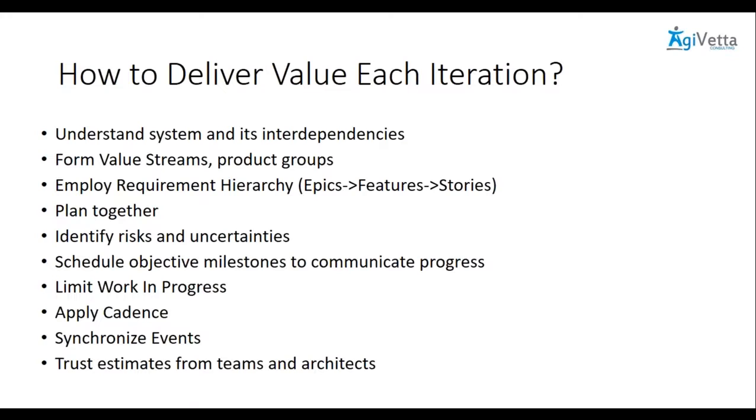So we schedule objective milestones. But what we keep in mind is that we do not assume a lot of capacity. Even if we assume a lot of capacity, we still limit our work in progress. Synchronize the events. All teams, it's good. And that's what the Scaled Agile Framework talks about. It promotes that, it advocates that.